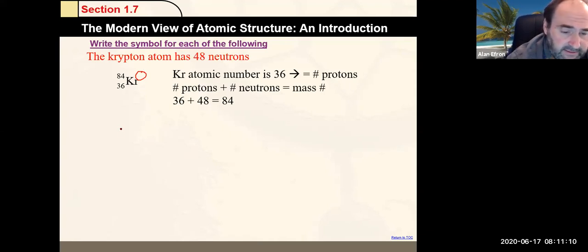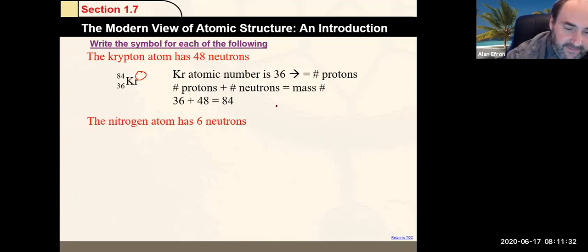And to figure out the mass number, we would take the 36 protons and the 48 neutrons, and we'll get to 84 for our mass number. So when I let you try the next one here, hopefully. All right, I won't give the answer just yet. So why don't you write the symbol here for nitrogen that has 6 neutrons, and we'll talk about it in just a second.